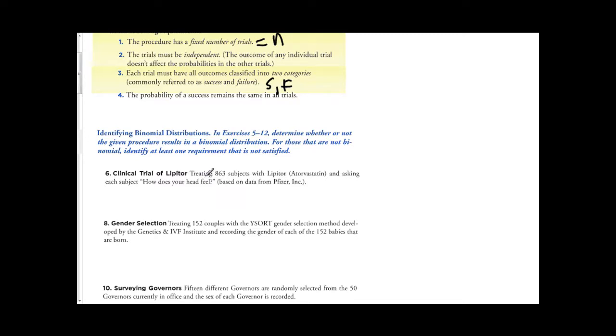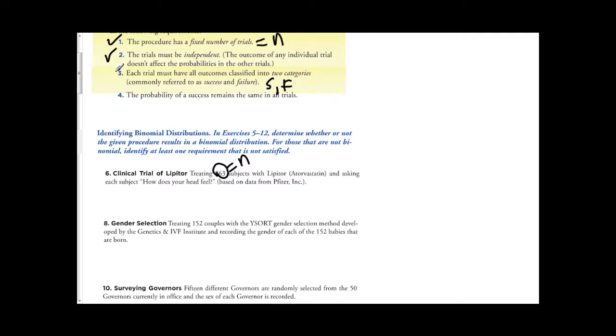Well, let's see. We have a fixed number of trials, definitely. So one is definitely met, so we can cross one off. One is met because we have 863 fixed number of trials. The trials are independent. Well, if you're asking them the question, how does your head feel, I think one person's answer is not going to affect the probability that a certain other person answers a certain way. So I would say these trials can be reasonably considered, if done scientifically, to be independent. So independence is no problem.